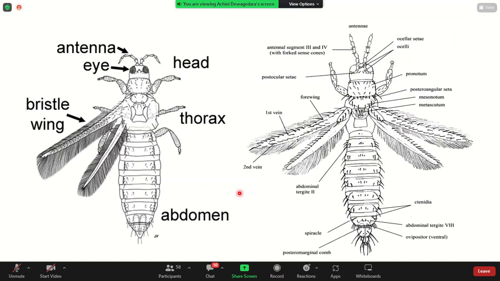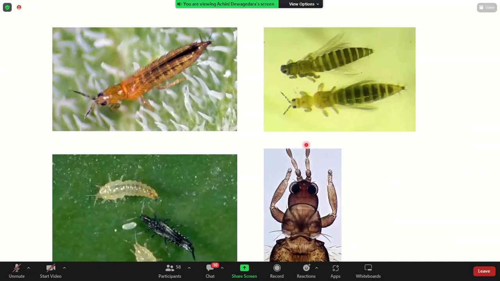Okay. So as I told you, they have this type of antenna, wings. So they are fringe like. This is the life cycle: eggs, nymph, and adult. Right? This is the life cycle. So here you can see their wings, fringe like wings.